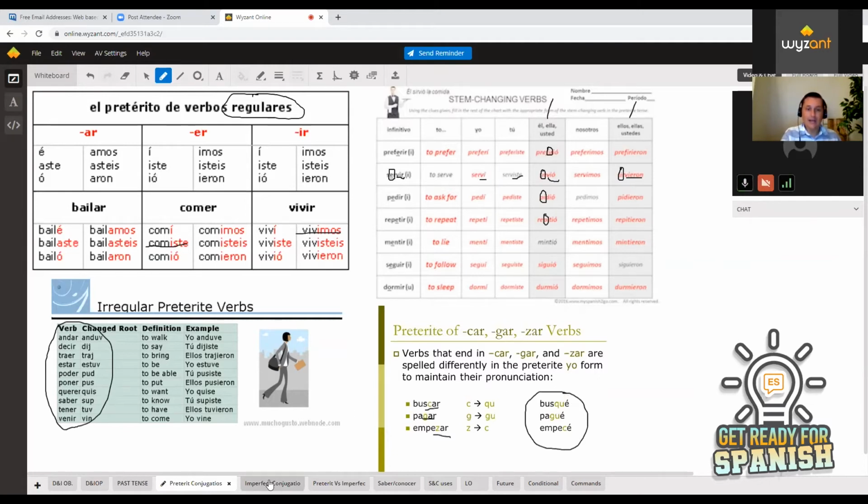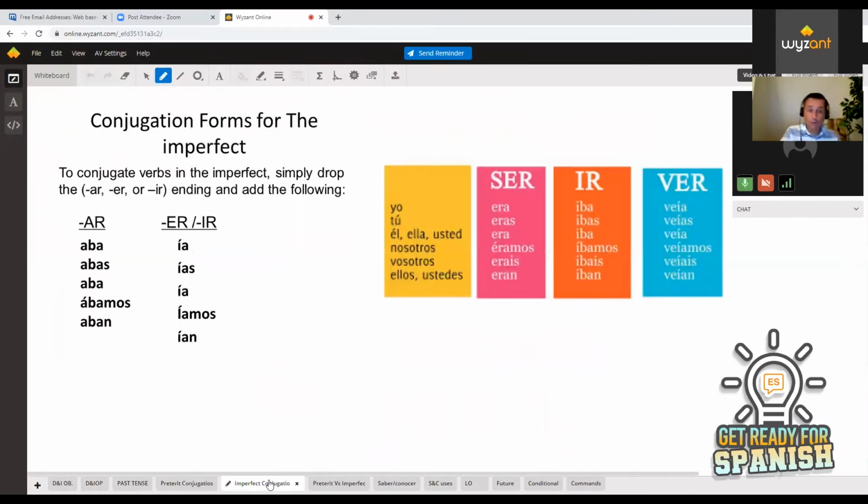All right. Now, for the imperfect tense, the other past tense, the endings are a lot easier. For AR verbs, we have these. For ER and IR, we have these endings. And we have 3 irregular verbs, ser, ir, and ver. That's it. This is it for conjugating in the imperfect tense.